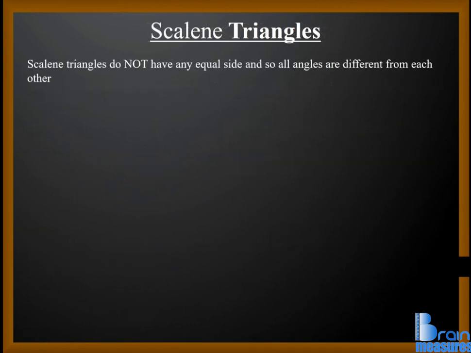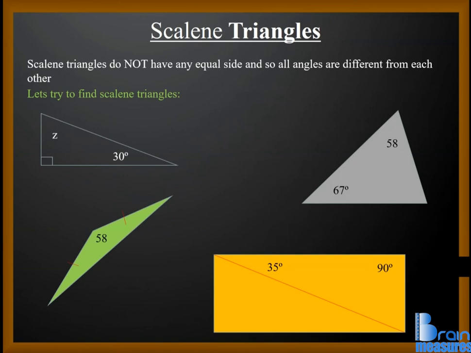Now, scalene triangles do not have any equal sides, so all the angles are different from each other. Let's recap. Equilateral triangles have all three sides equal. Isosceles triangles have two sides that are equal. Scalene triangles have no sides that are equal, and therefore no angles are going to be equal. Let's try to find some scalene triangles. Now I put four triangles on this chart. We'll go one by one, starting with this one here, and see whether this is scalene or not.